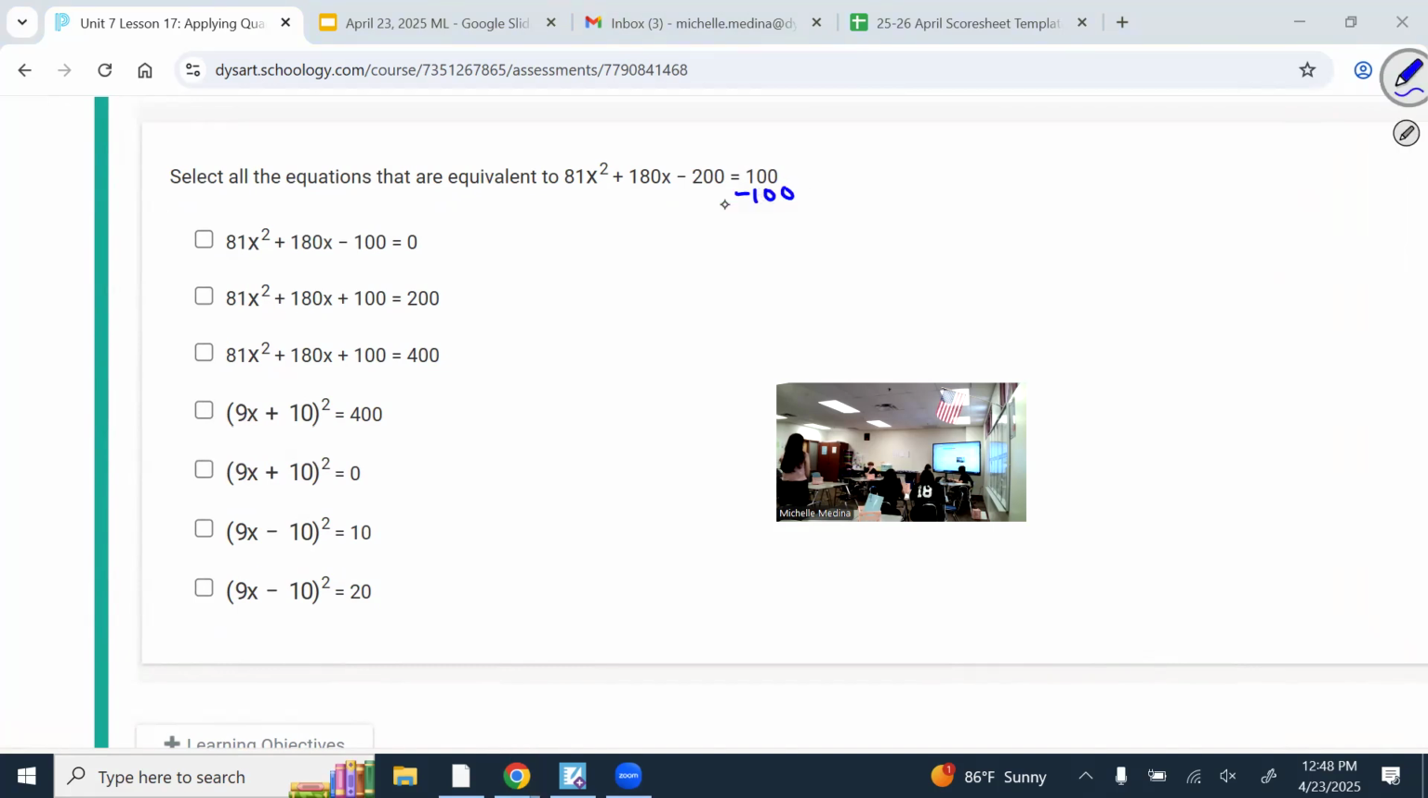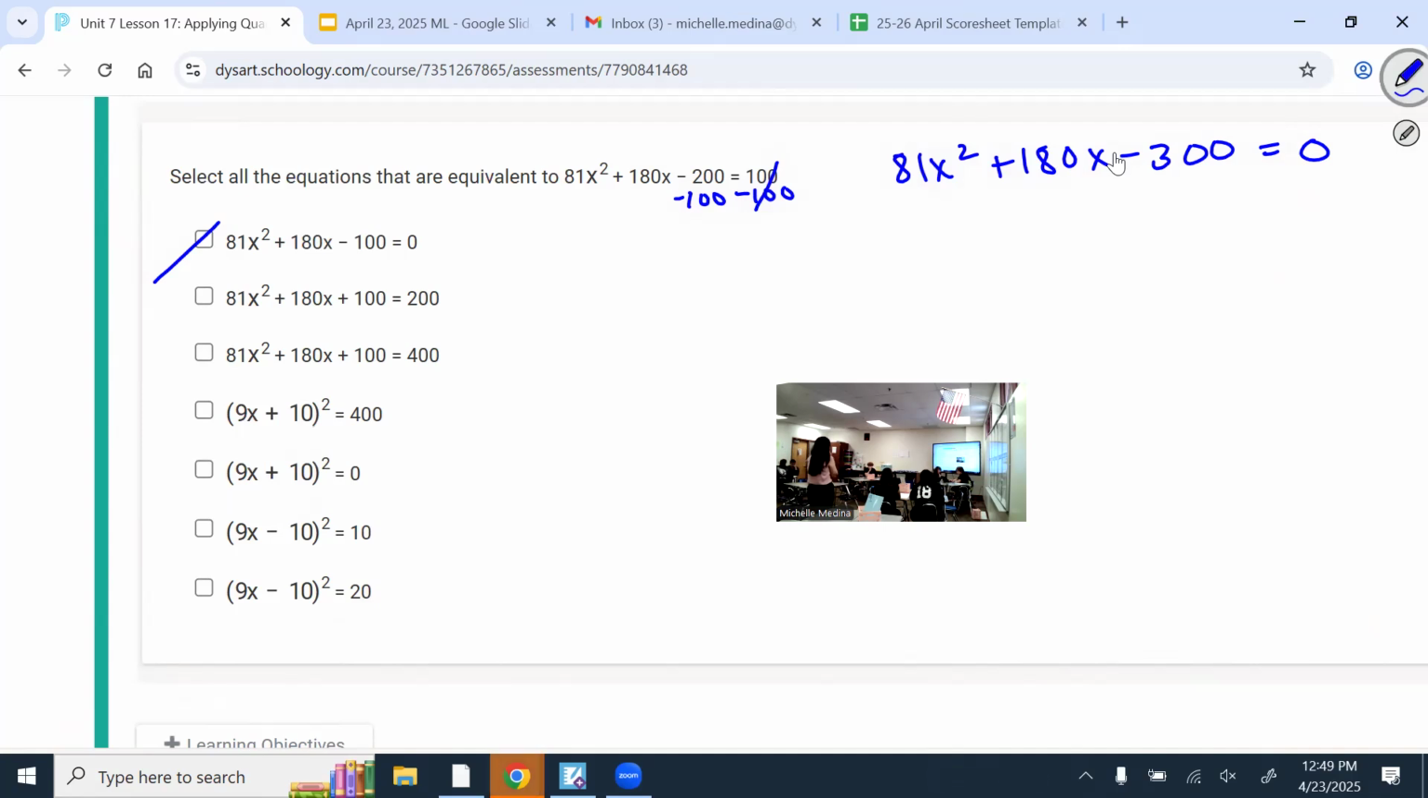Subtract whatever you do on one side. So if I was doing that, it would become 81x squared plus 180x. What's negative 200 minus 100? Negative 300. So that does not match the first one. Let's see if it matches any other. Okay, nope. So that's all I have so far. Like that, it's not the first one.